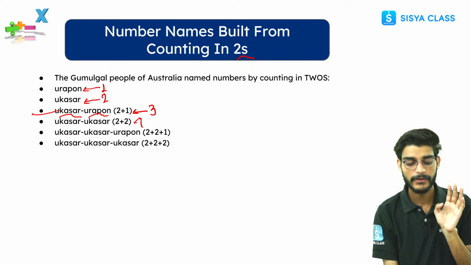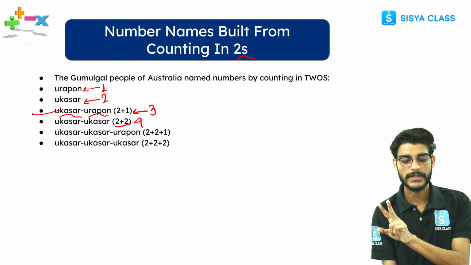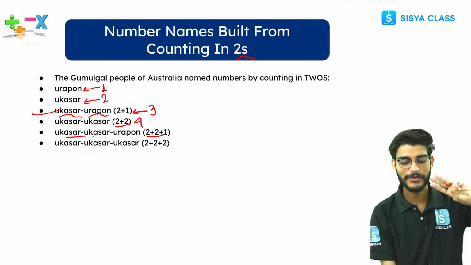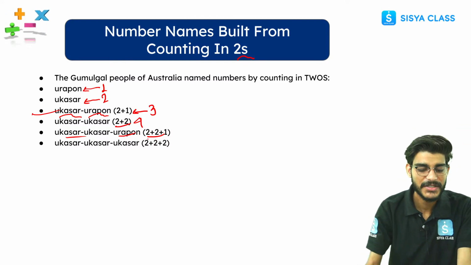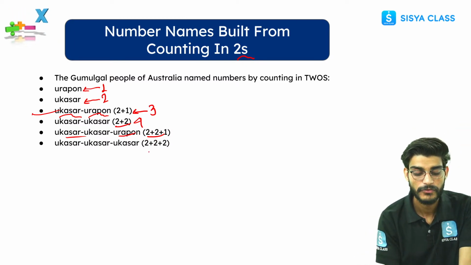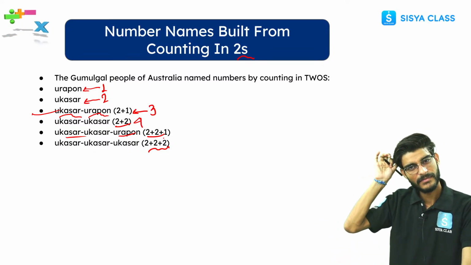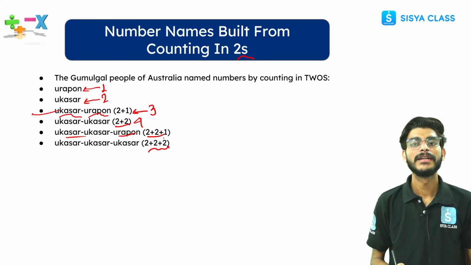4, how will you write? 4 equals 2 plus 2. So 2 plus 2 means Ukasar, Ukasar. 5, 2 plus 2 plus 1. So Ukasar, Ukasar and Urapon. That's it. This is what you have to do. It means they have taken base as 2 here. 2 plus 2 plus 2, 6: Ukasar, Ukasar and Ukasar. Right? So this is the number name that is built with twos only.